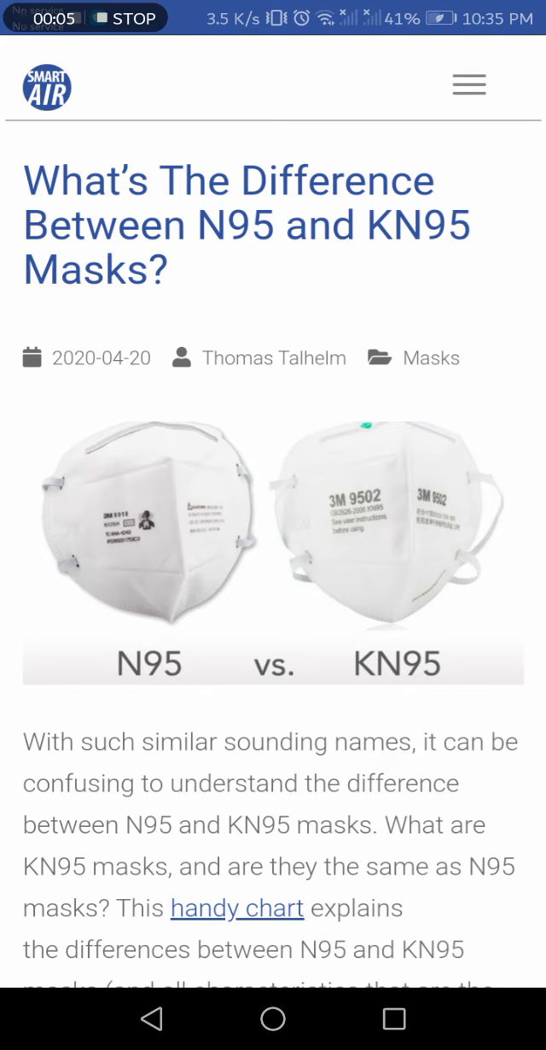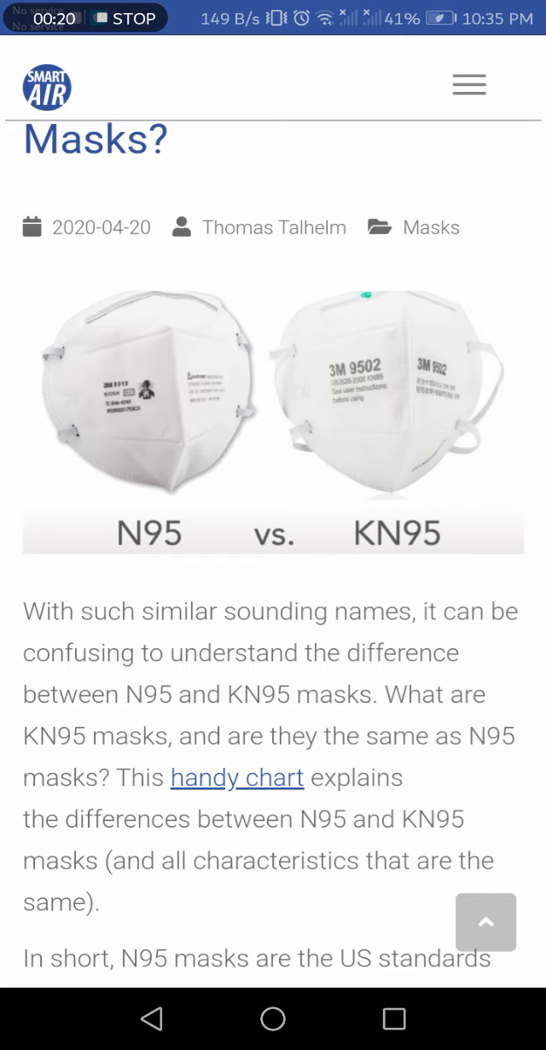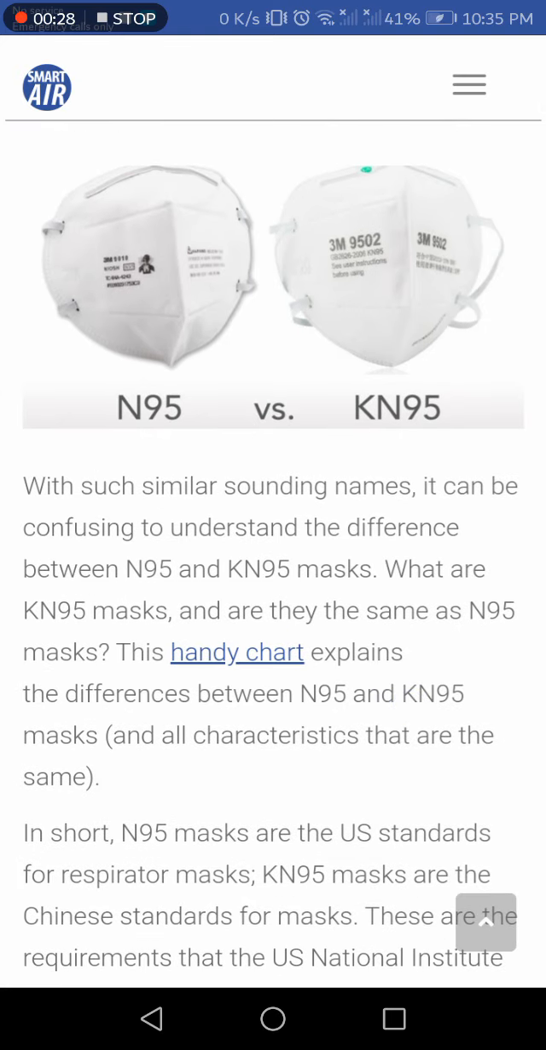After a lot of struggle and searches, I have got an article regarding the difference between N95 mask and KN95 mask by Thomas Telhelm. With such similar sounding names, it can be confusing to understand the difference between N95 and KN95 masks. What are KN95 masks and are they the same as N95 masks?